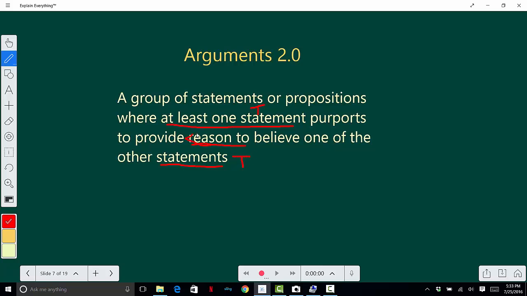And of course, this reason to believe, the move, is the inferential move between this one statement and this other statement. So this is, in our first sense of inference, where the inferential move is taking place.